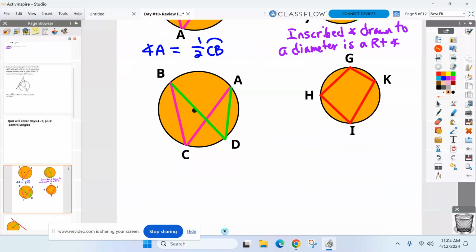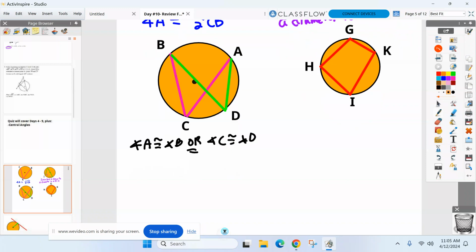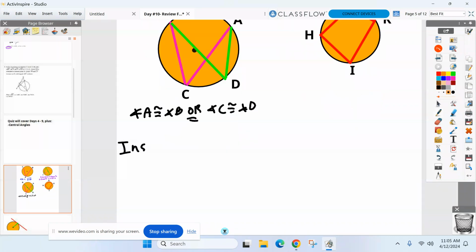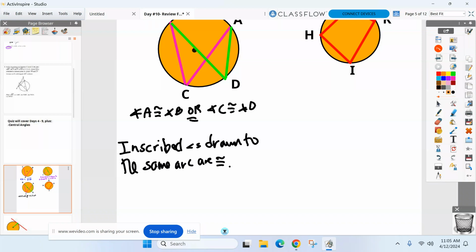We got one now. So I could say angle A is congruent to angle B, or I could say angle C is congruent to angle D. Both are true because of inscribed angles. Zoe already said this, so I'm not going to call on somebody. Inscribed angles drawn to the same arc are congruent.